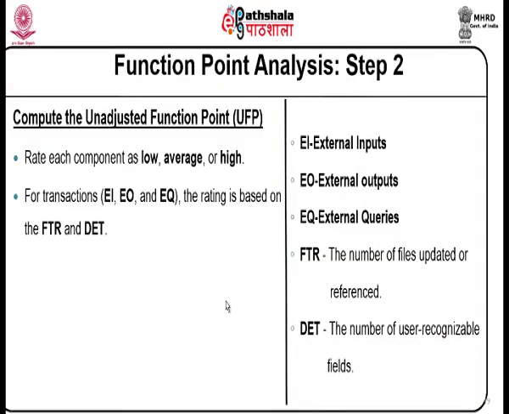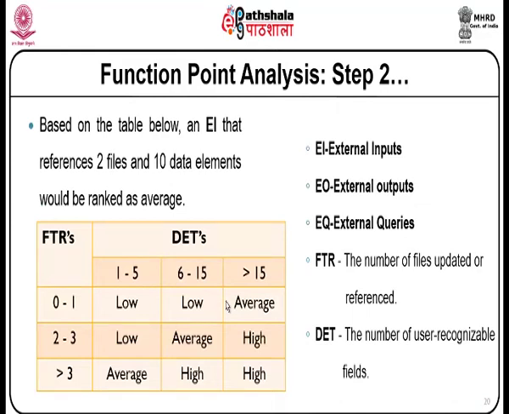Function point analysis, step 2: compute the unadjusted function point, rating each component as low, average or high. For transactions, external inputs, external outputs and external queries, the rating is based on the number of files updated or referenced and the number of user recognizable fields. Based on the table below, an external input that references 2 files and 10 data elements would be ranked as average.